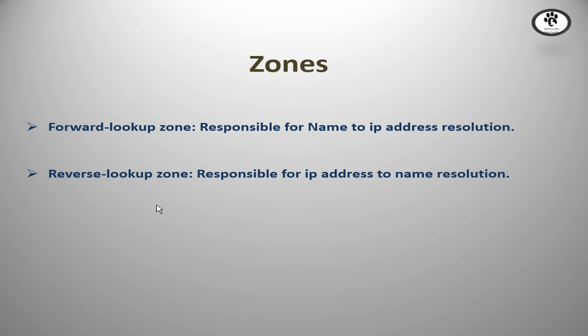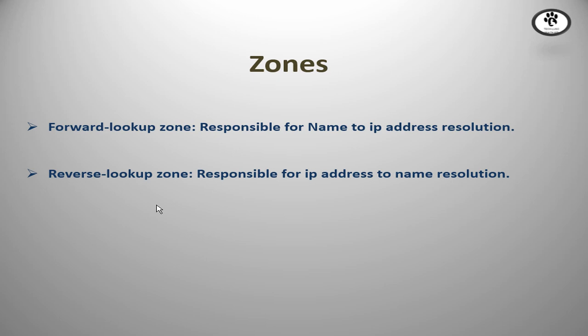Next, about zones. What does DNS consist of? DNS consists of zones. There are two types of zone: forward lookup and reverse lookup. Forward lookup is responsible for converting name to IP. Reverse lookup is used for converting IP to name. Via these only, name resolution will work in DNS.